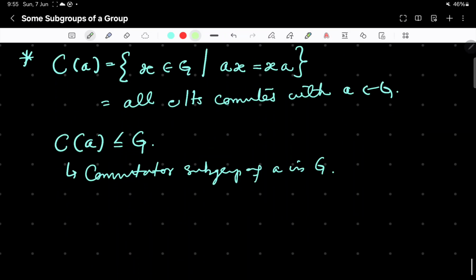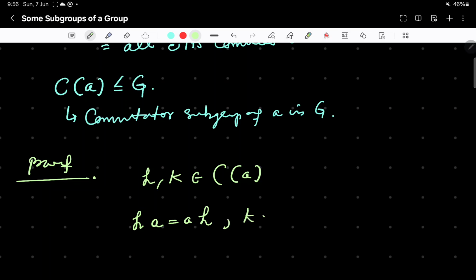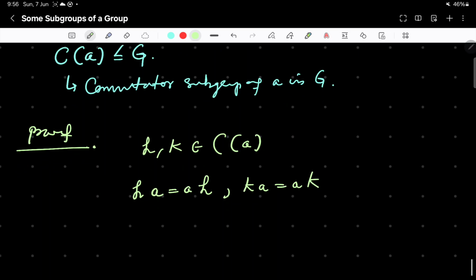Okay, how do you prove that? The same method. So we take two elements from this. Let's take two fellows, H and K, from C of A. So what you get is HA equal to AH. Similarly, KA equal to AK, because they commute with A.